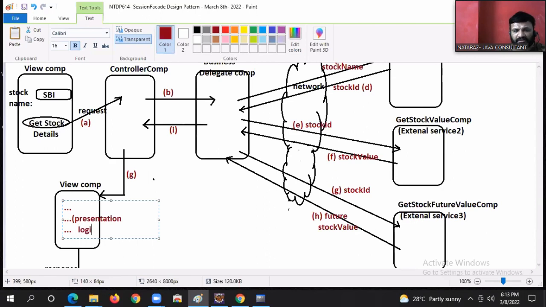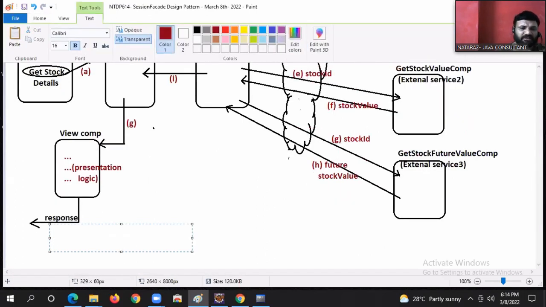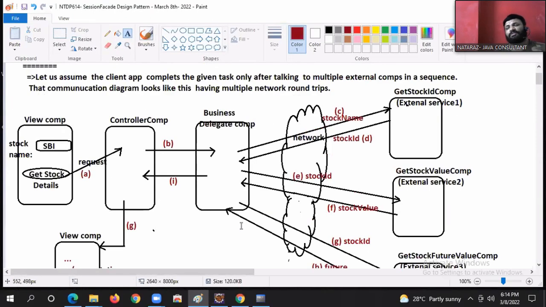Presentation logic. Super. Tell me, H here. The response goes to the browser. Sir, everything looks perfect, na? Where is the problem? I am not finding any problem.